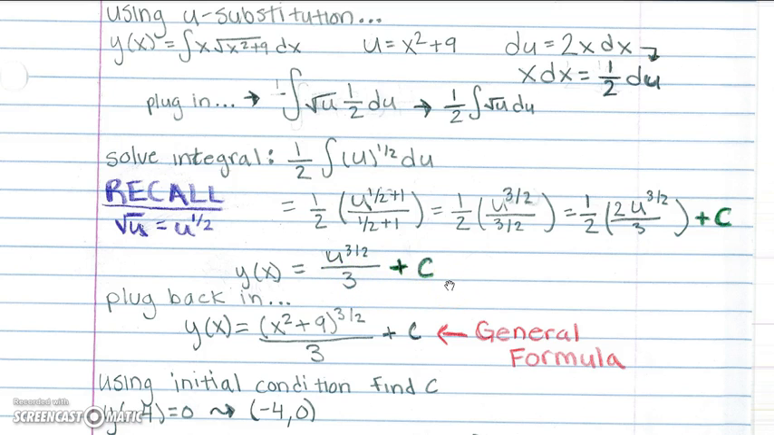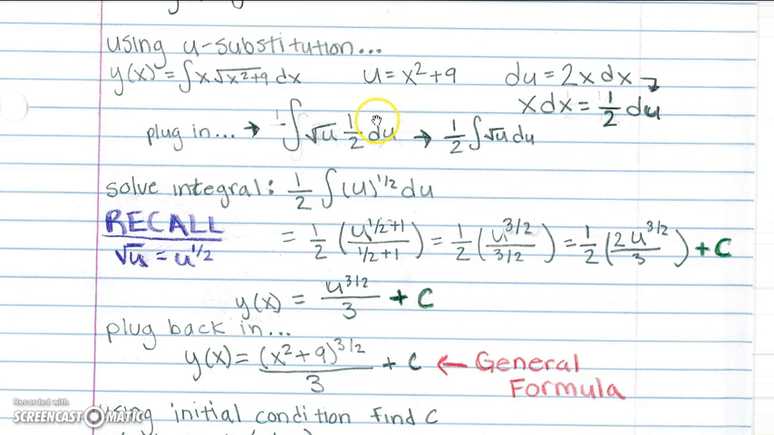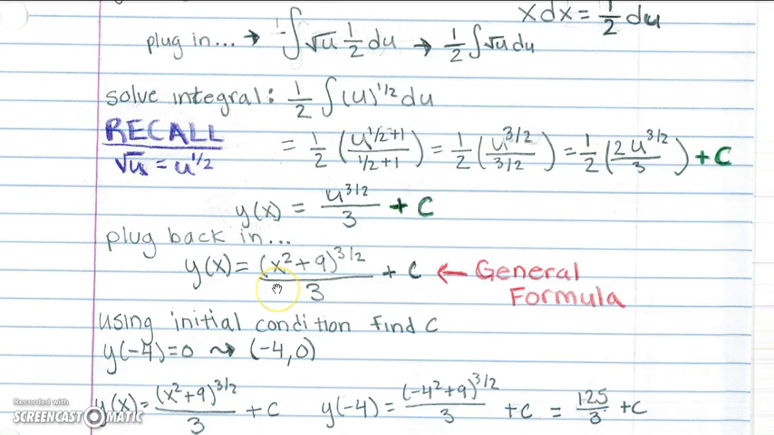So what you want to do is plug your u back into the equation. If you remember from up here, our u equaled x squared plus 9. So you just plug it back in to where the u was, and you end up getting y of x equals the quantity x squared plus 9 to the 3/2 divided by 3 plus c. This is our general formula.